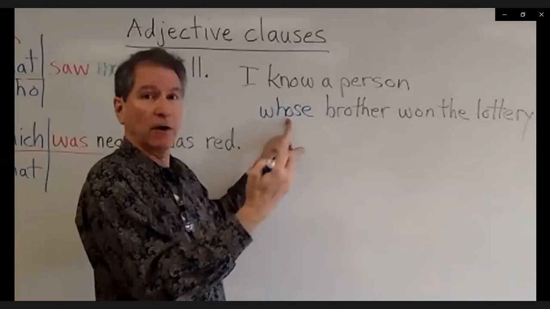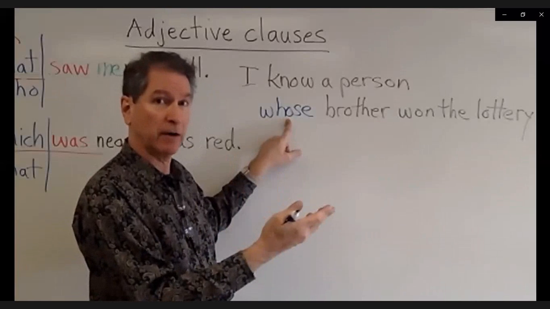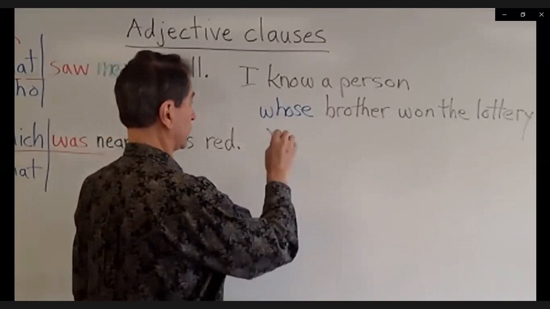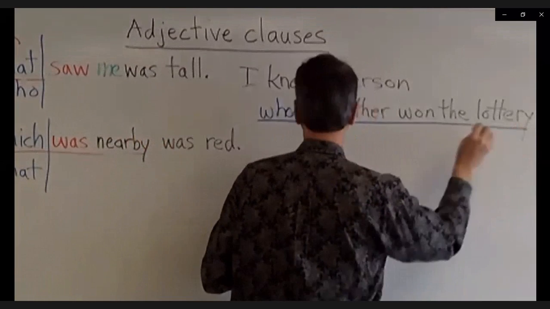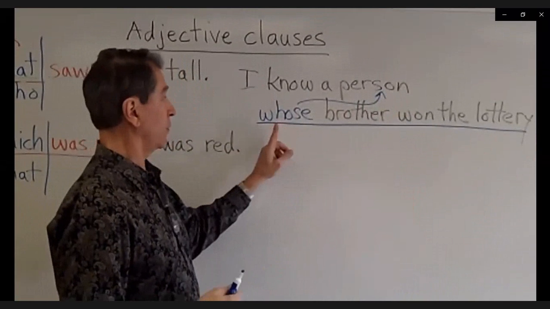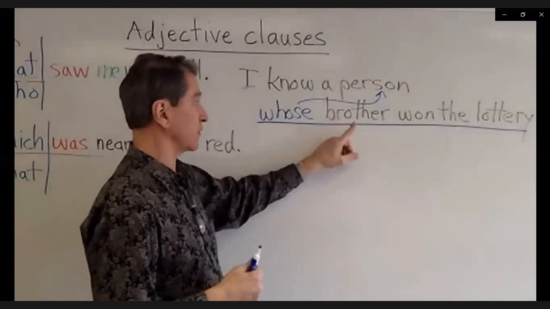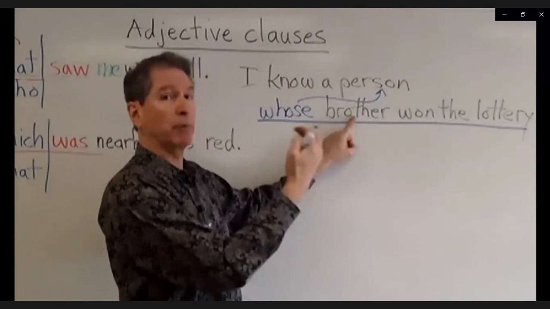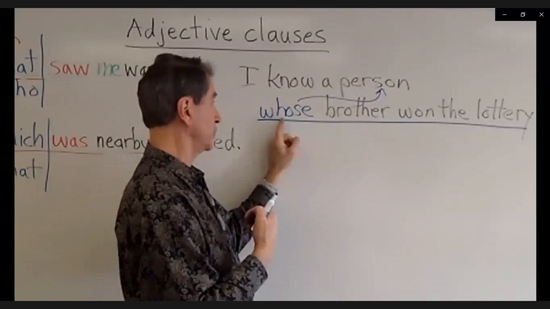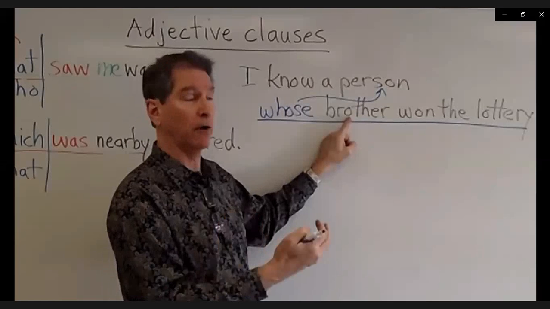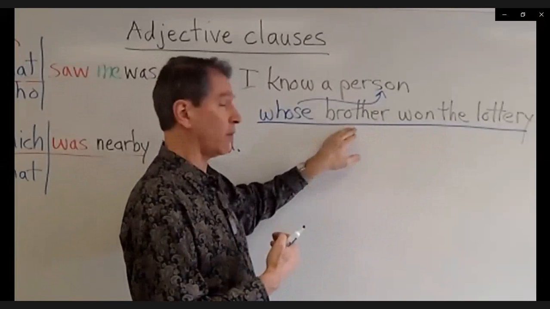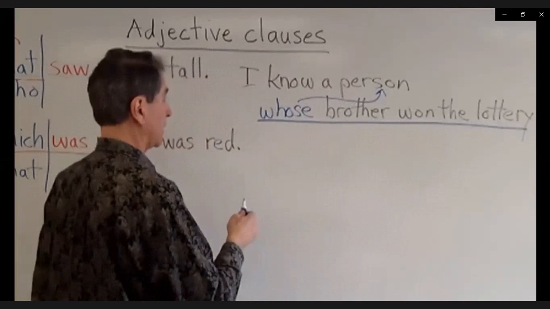So when you see any sort of possessive like his, her, or their, T-H-E-I-R, then those become whose. Whose brother won the lottery? I know a person whose brother won the lottery. So all of this, whose brother won the lottery, is more information about person. Another good adjective clause. Now one thing you have to remember about whose is that the word that comes right after is the word that belongs. So this is the person's brother. The brother belongs to the person. So after whose, you need to always have the word that belongs. So you'd say, whose car was stolen? Whose teacher is nice? You have to have the noun after the word whose.